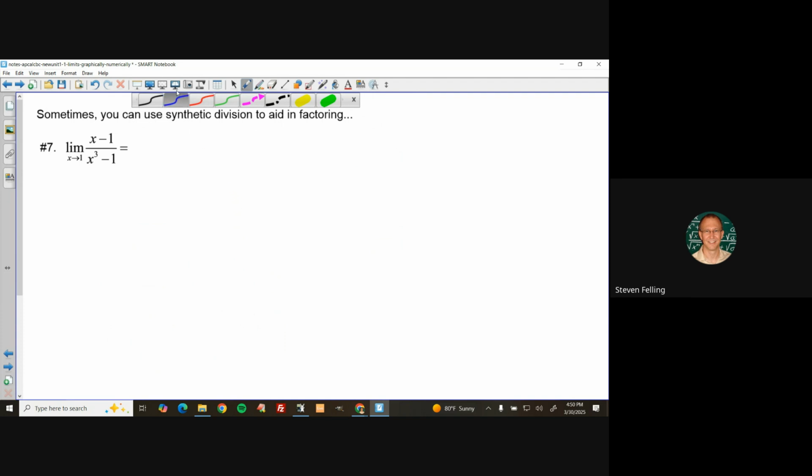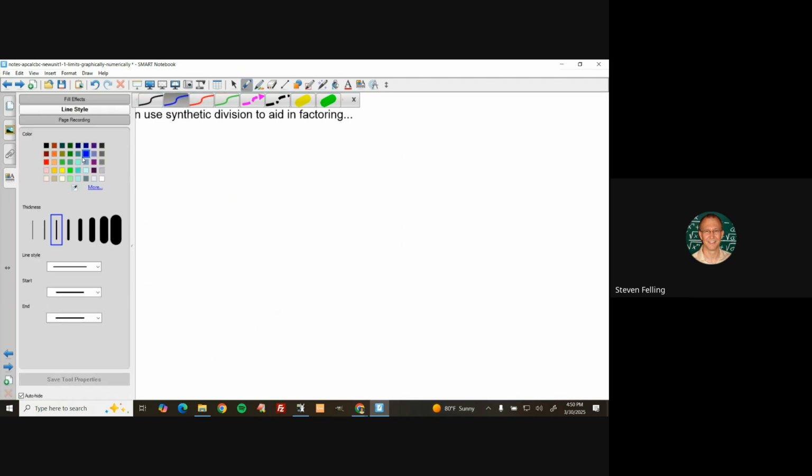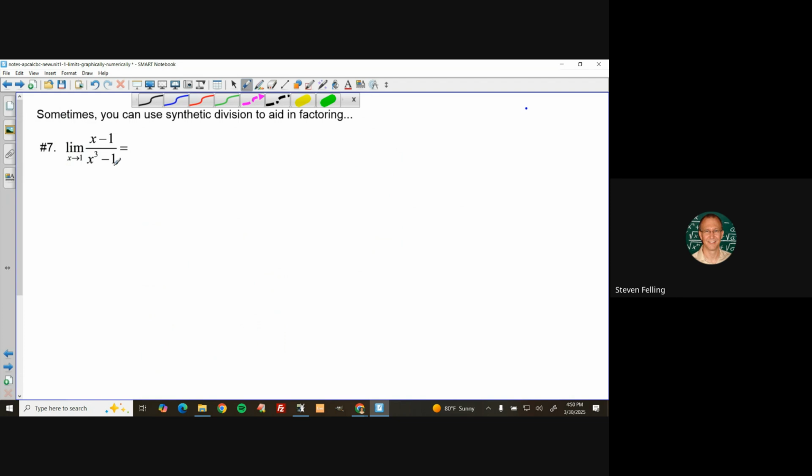Okay, here's another case. Let's say that we have something that's not as easy to analyze. It's not just like x minus 2 or x minus 1 on the bottom. What if we have something like this? Well, if I try to plug a 1 in here, 1 cubed is 1, 1 minus 1 is 0, so I'm dividing by 0. So I'm going to have to try to factor this and hopefully factor out an x minus 1, because I have an x minus 1 here to cancel that.